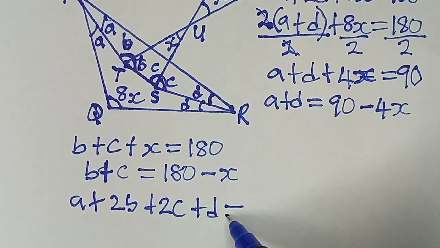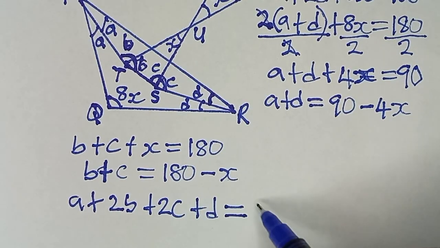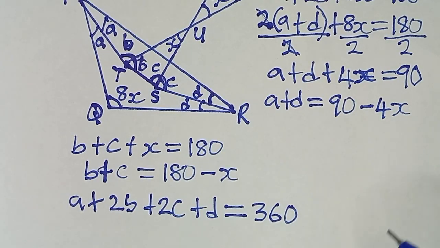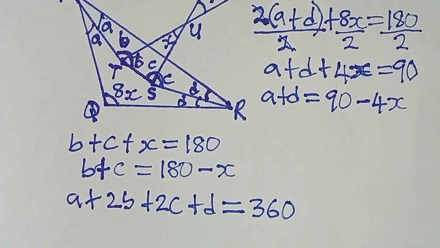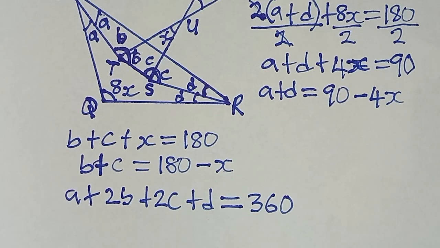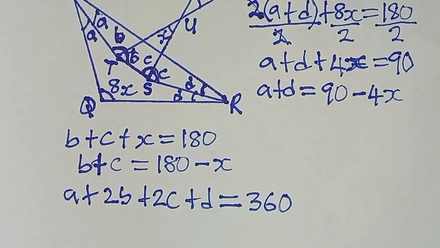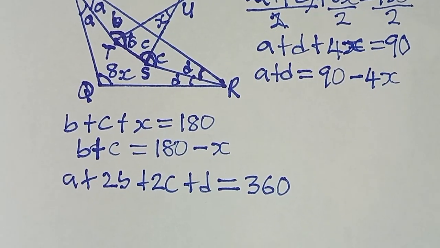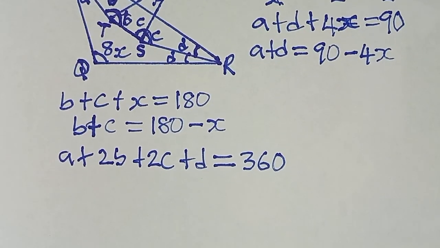And the sum of angles in a quadrilateral is 360 degrees. Don't forget that. For a triangle is 180. For a four-sided figure, which is a quadrilateral, it is 360. Sum of angles in a quadrilateral.